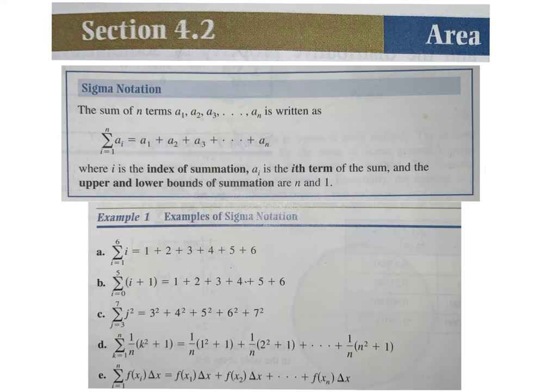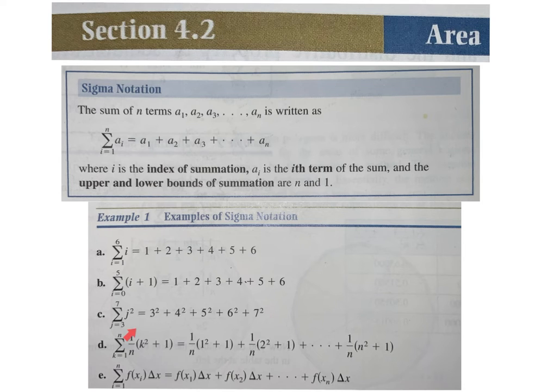And they give some examples. So let's say I have the summation of i from 1 to 6. It literally means 1 plus 2 plus 3 plus 4 plus 5 plus 6. The summation here of i plus 1 starting at 0, well, you plug it in. 0 plus 1, 1. 1 plus 1, 2 is my second term. All the way up to 5 plus 1, 6.